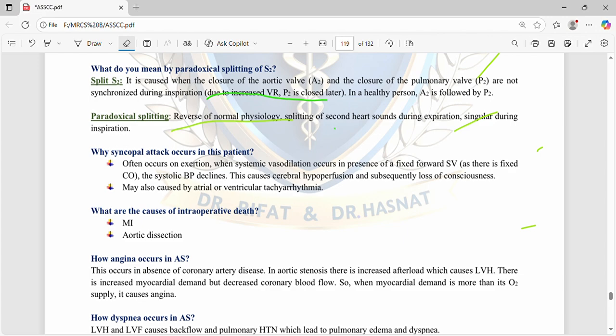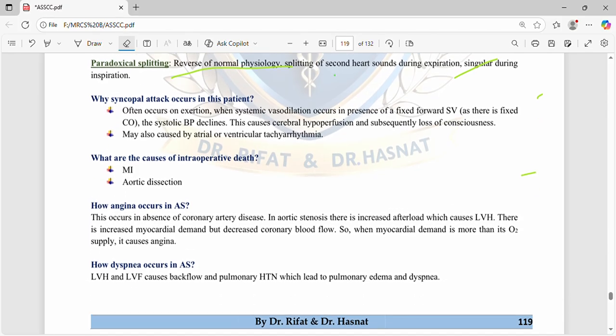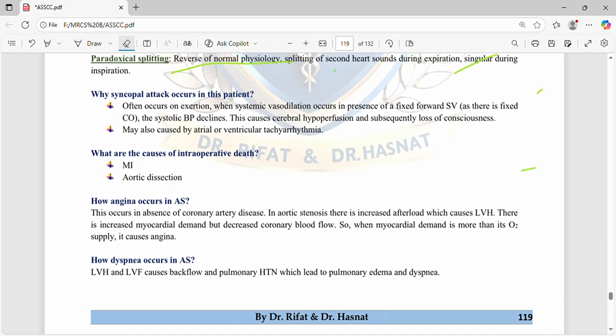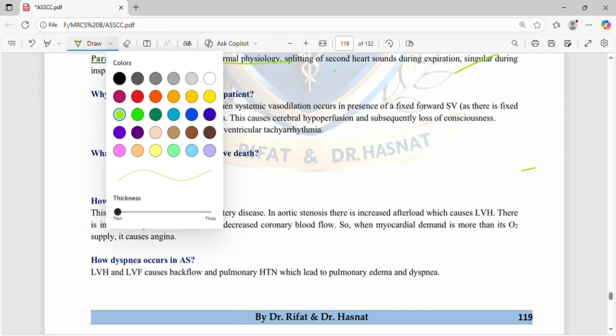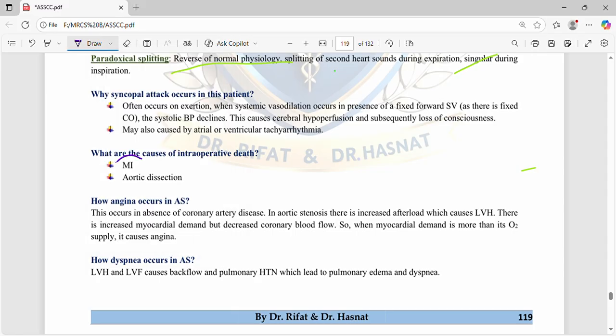So sometimes, because the cardiac output remains the same, the systolic blood pressure declines or decreases, and this causes cerebral hypoperfusion and subsequently loss of consciousness. It may also be caused by atrial or ventricular tachyarrhythmias. What are the causes of intraoperative death? It can be due to myocardial infarction, because such patients cannot increase their cardiac output to much extent, and there will be myocardial ischemia, or aortic dissection can also occur.